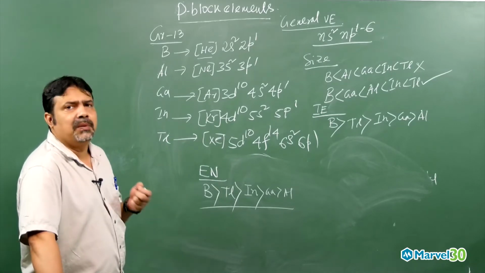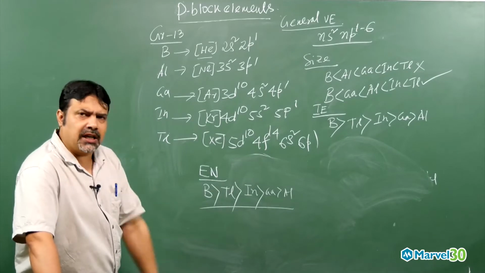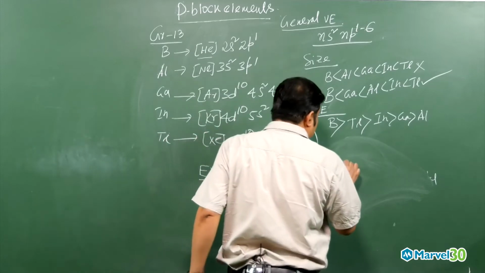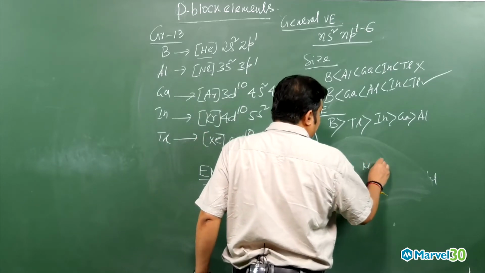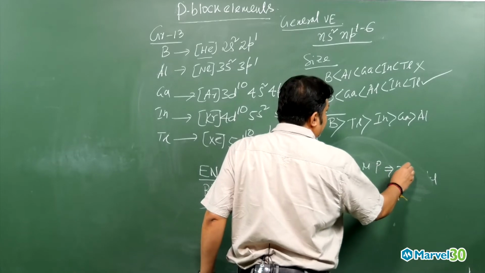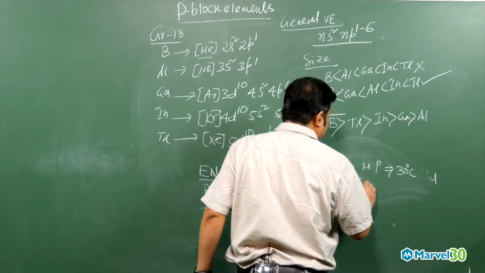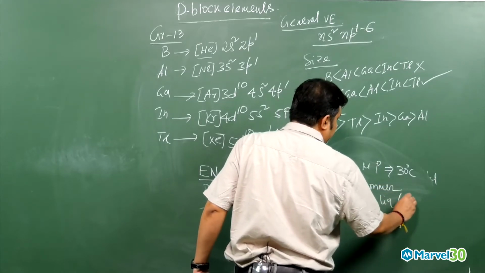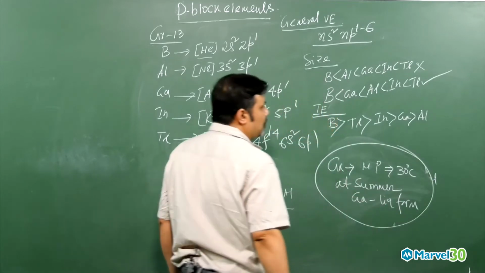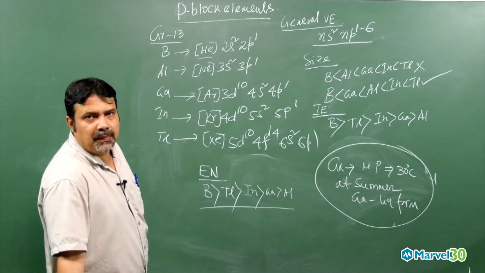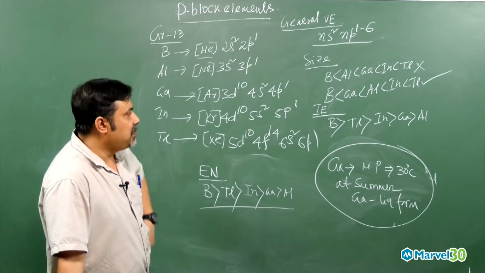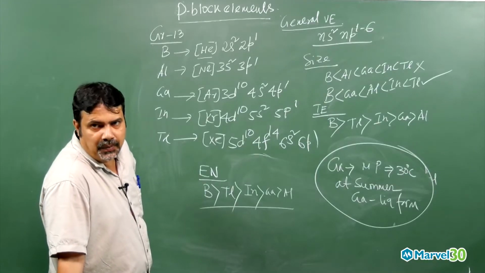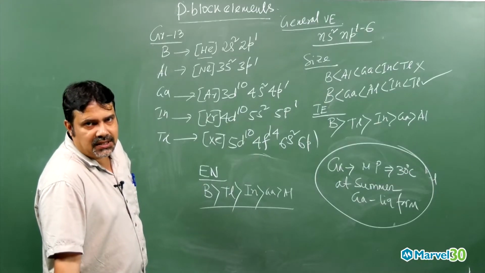In the case of melting point and boiling point, a very random order is followed. There is no consistency. Only one thing you have to remember: the melting point of gallium is about 30 degrees centigrade. That means in summer, gallium will be in which form? Liquid form. You need to remember this information. Otherwise, no pattern is observed in melting and boiling points.